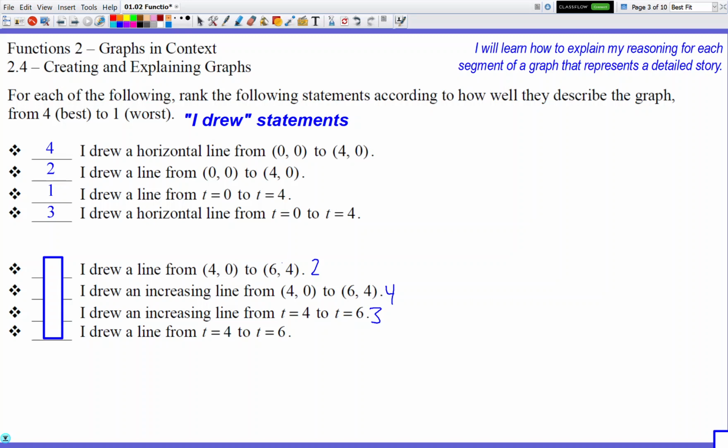Okay, and the absolute worst thing to have is this guy, the fourth one, because that doesn't tell us what the line looks like, that it's increasing, and it doesn't really give us the exact location. It just tells us t equals 4. It doesn't tell us anything about the height or the y value. Okay, so did my answers match? 2, 4, 3, 1. Yep, they did.